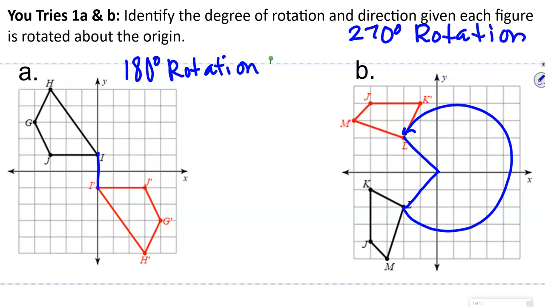And if we were to go the opposite direction, clockwise, right? A clock goes this way, so it would be rotating that way, right? So that would be a 90-degree clockwise rotation.